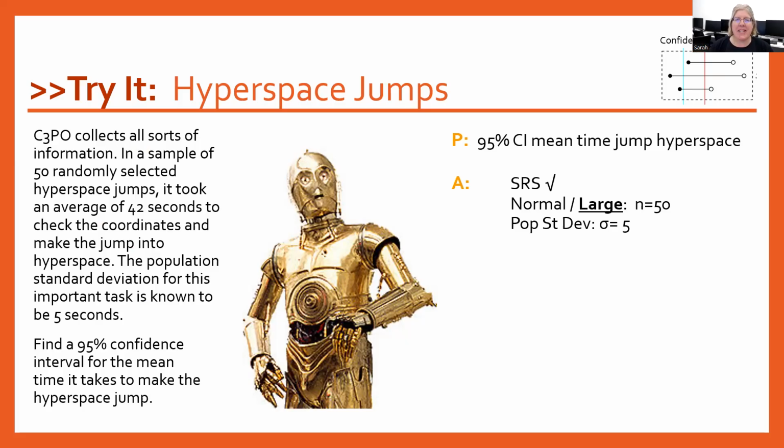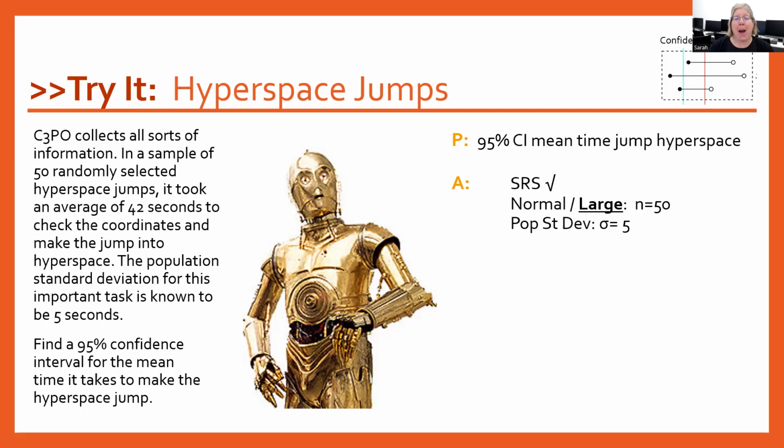The problem doesn't say anything about whether it's normally distributed or not, but the sample size is n equals 50. So that's bigger than 30 and allows the central limit theorem to kick in. So I'm going to circle or underline the word large, and I'll put n equals 50 to indicate that I know that I need that big sample size and what it is.